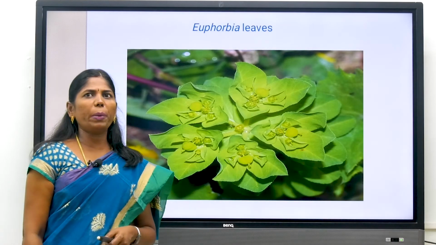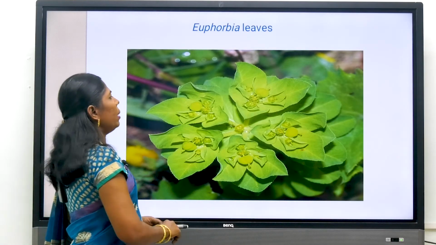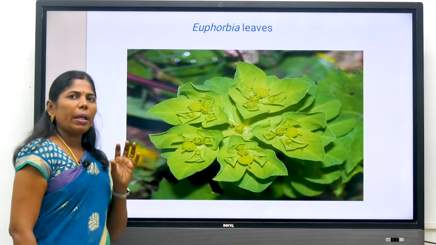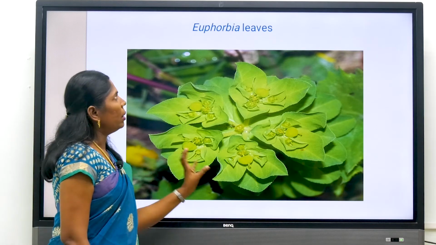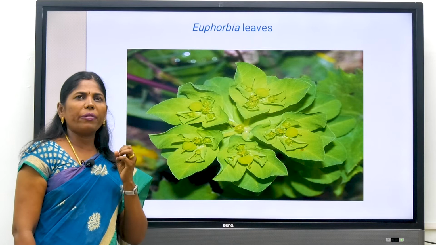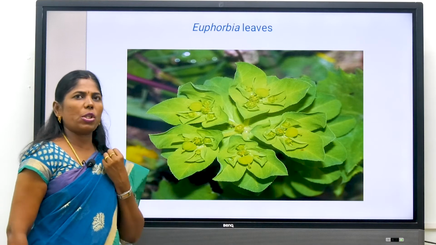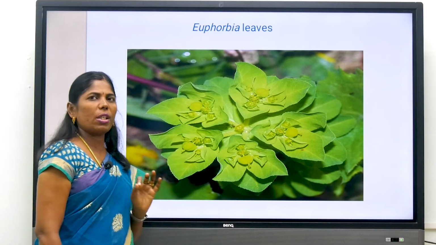Next one is Euphorbia leaves. Here the Euphorbia leaves also escape from transpiration because of that arrangement. This also belongs to the xerophytic plants.